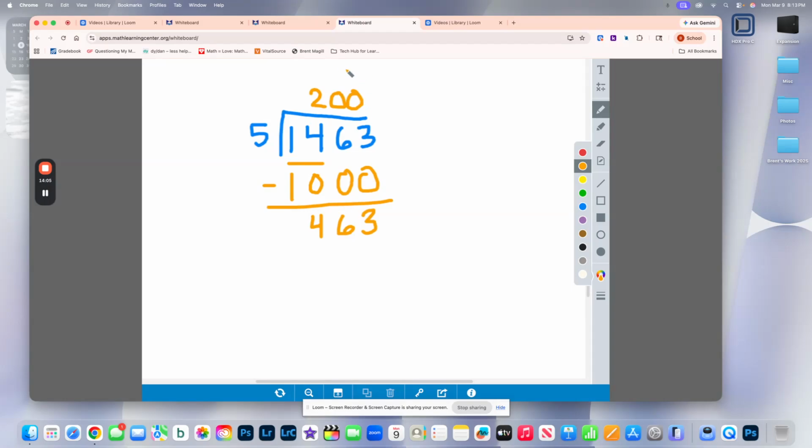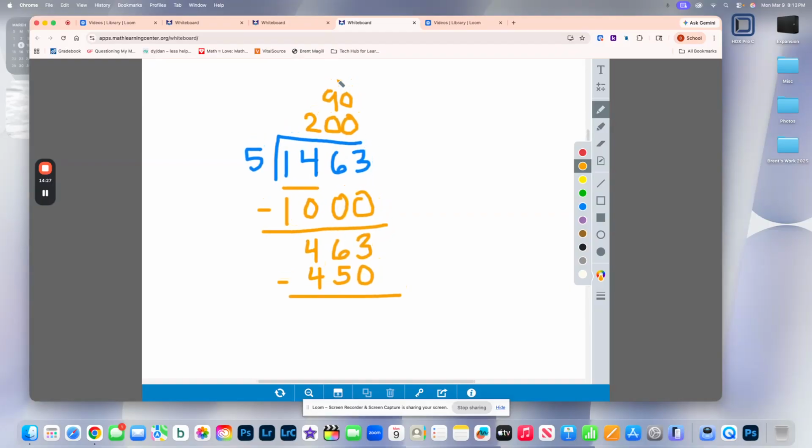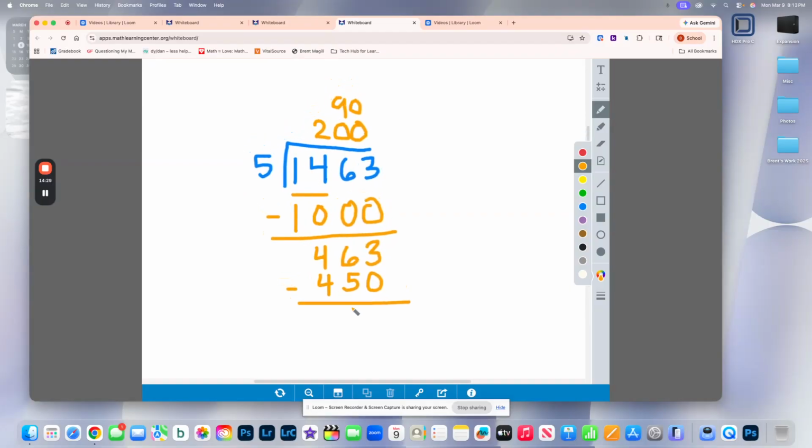Well, if I multiply 9 times 5, that's 45. So 10 times bigger, or 90, would be 450. So that would work. So again, look at the digits to help you find a fact that will divide up this number more. And we found that 90 works here, 90 times 5, and we're left with 13 to divide up.